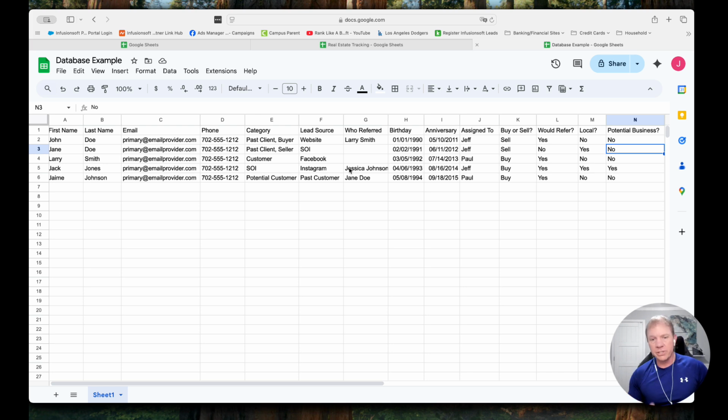So just circling back on this, again, these are your default fields: first name, last name, email, phone, category, or bucket or type, whatever you want to call them, your lead source, who referred them, birth date and anniversary, and if you have multiple people in your business, who's responsible for that particular contact. Those are really the bare minimums.